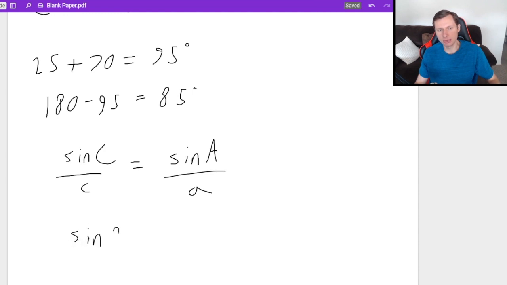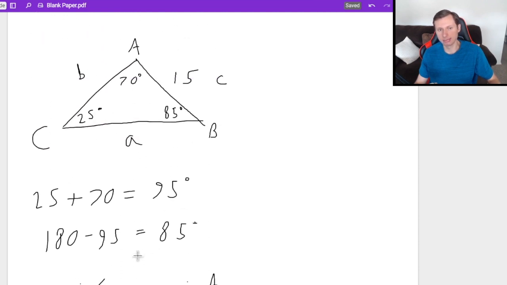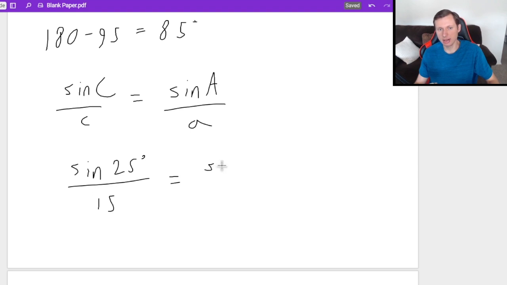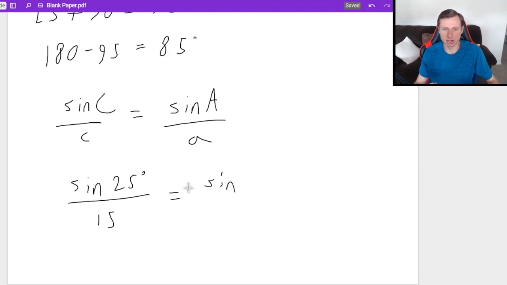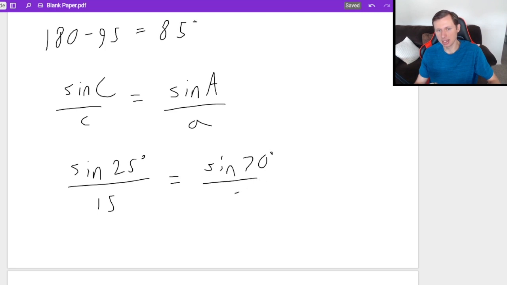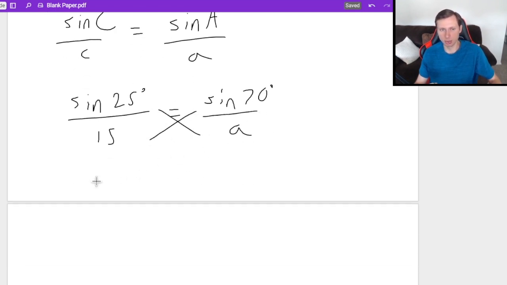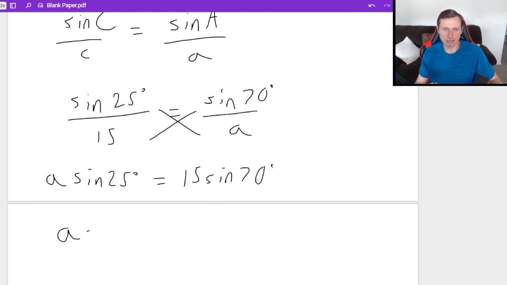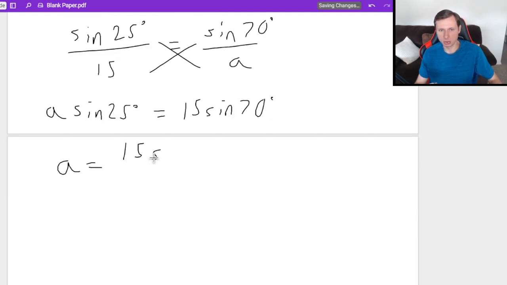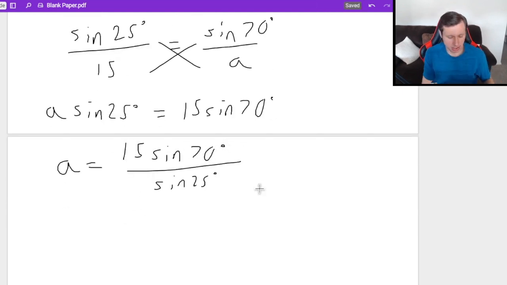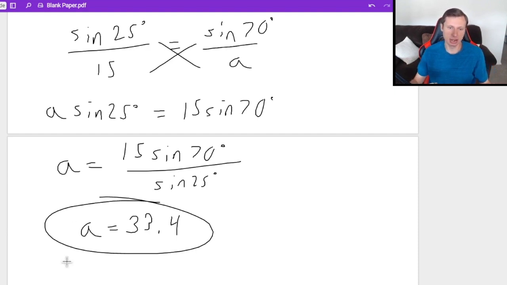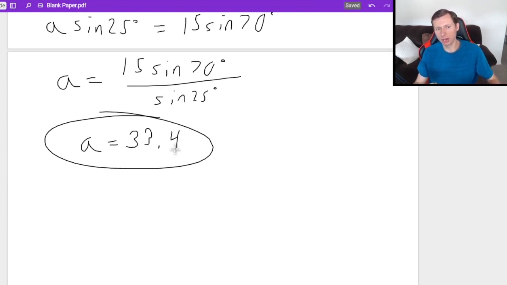So I'm saying the sine of 25 degrees divided by 15 equals the sine of A, which we're saying is 70 degrees, divided by side length A. Again, I cross multiply. A times the sine of 25 equals 15 sine 70. Divide both sides by the sine of 25 degrees. I then plug this in my calculator, and I get a side length of 33.4, and there's my side length A. And now just one more, we gotta do B.